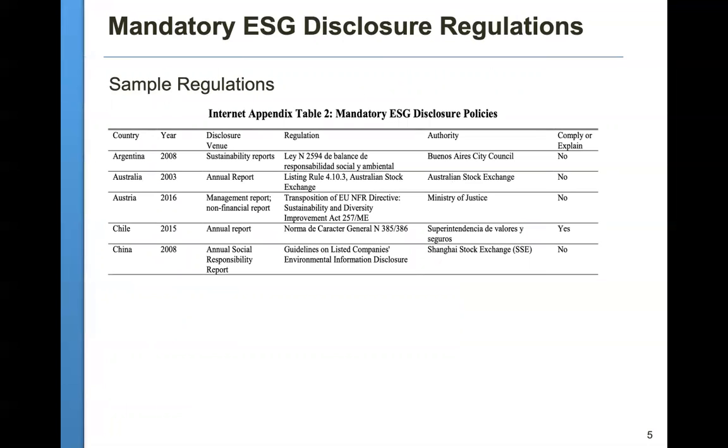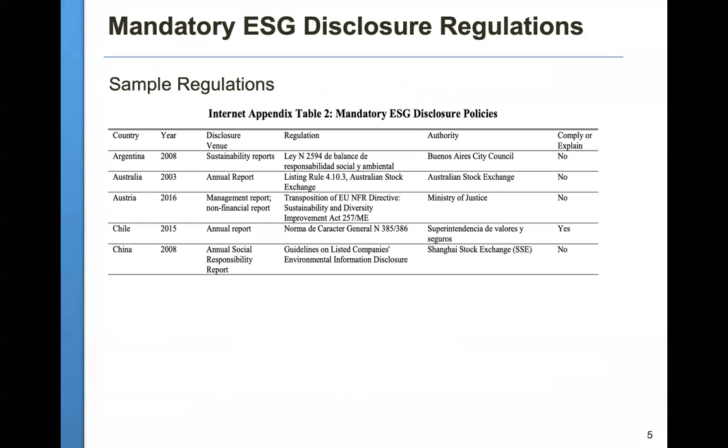In our data set, we collect the information regarding the country, the year in which the mandatory disclosure regulations are implemented, and the name of the regulations. Here we can see that in different countries, the authority to issue those kinds of policies or regulations is very different. Some regulations are issued by the government, some of them are issued by the stock exchange. In some countries, they also have one option for the companies, which is comply or explain.